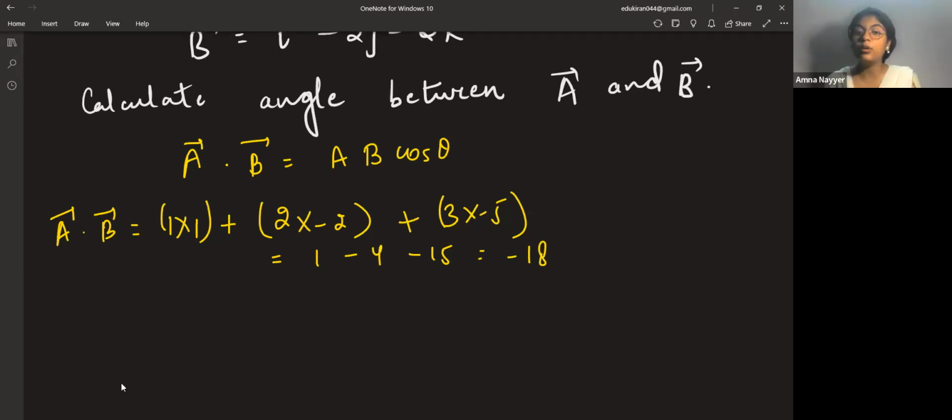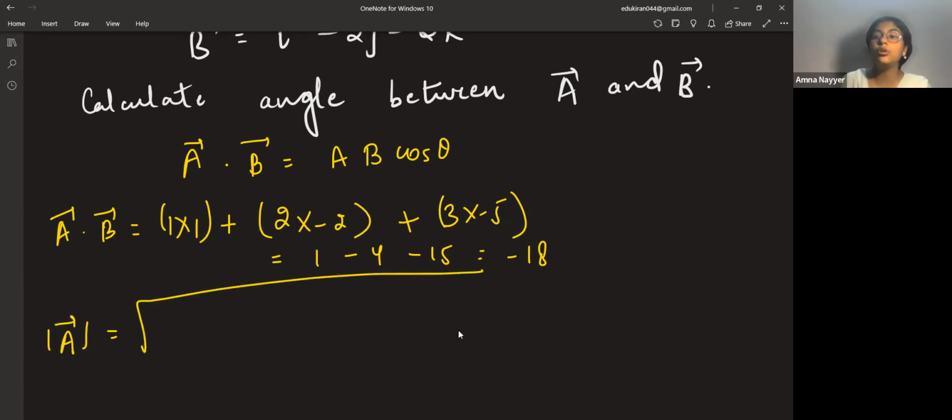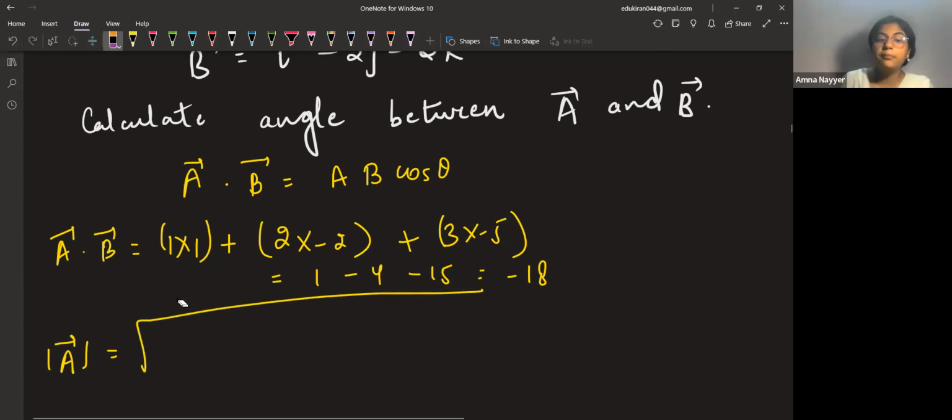Now magnitude of A. Class, remember how I have told you to calculate the magnitude of any vector? Anybody who remembers it? Magnitude of any vector. We did it in the last class also. Under root, square the coefficients and add them. Please do not forget this. This is a very basic procedure.